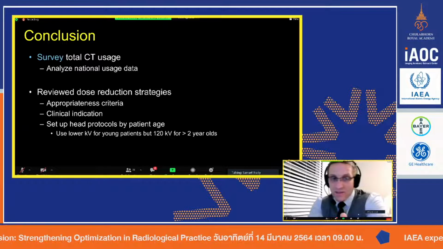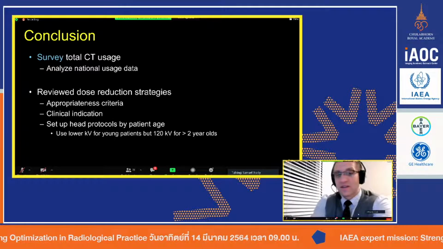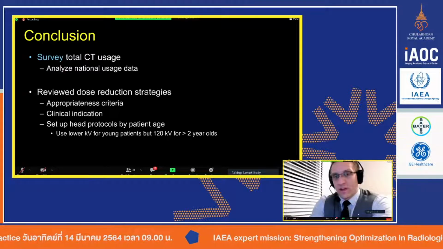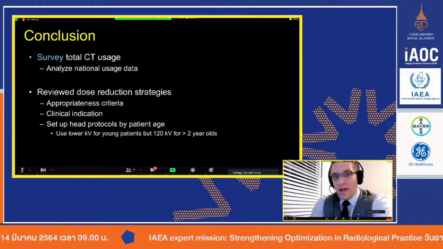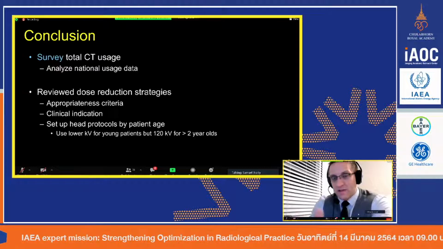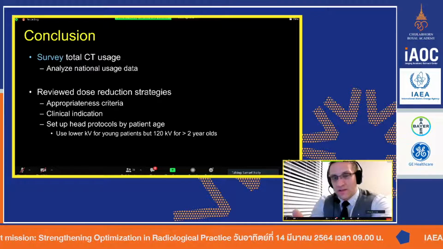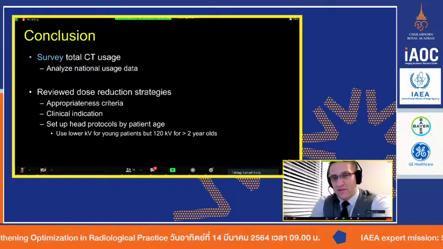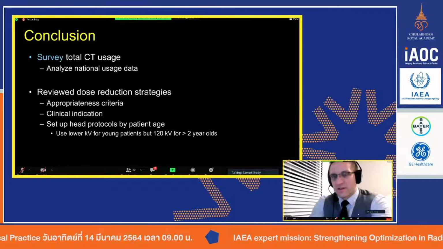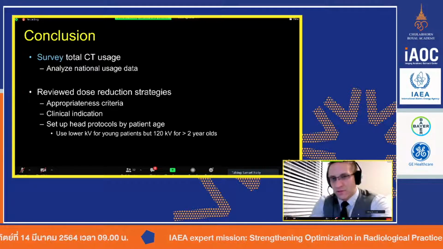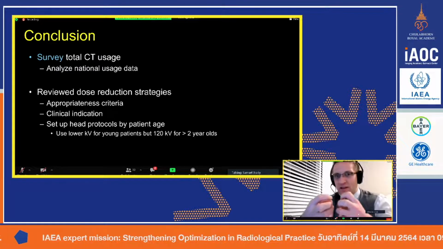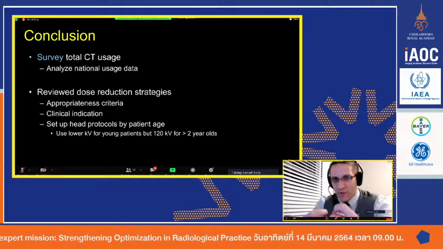And the reason for that is because the younger kids, you can image their heads with 100 kV or lower. And that's a good thing because it gives you better contrast between gray and white, especially because the kids' brains tend to be a little bit more water-based. And so they do not have inherently a lot of natural contrast. And so you really need to use lower kV to really make the two tissues, the parenchyma, separate. And so you can see them, the gray and the white, etc.